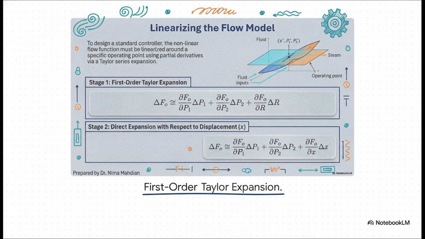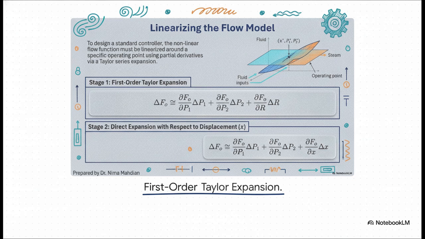So as you probably know, standard controllers absolutely hate nonlinearity. To get around this roadblock, we have to linearize the flow model using a first-order Taylor series expansion. We do this by evaluating the system around a very specific, stable operating point. In stage 1, we approximate the change in output flow by taking the partial derivatives of the flow function with respect to our three variables: internal pressure P1, downstream pressure P2, and resistance R. Then, in stage 2, because the resistance is directly dictated by the spool displacement, we substitute the partial derivative of resistance.